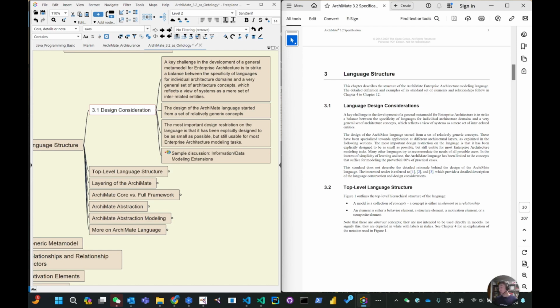In the next video we will go to the top-level language structure as well as the layers of ArchiMate altogether. So see you in 3.2 and 3.3.